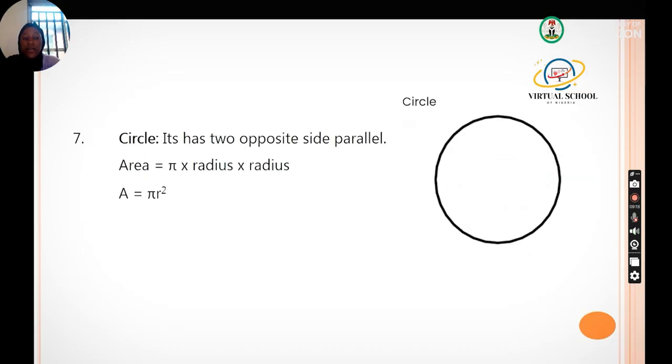Now, circle. Circle is another plane figure. You can get the area of your circle by multiplying pi times radius times radius. So this pi, you can represent it as 22/7 multiplied by r square. So radius times radius forms r square. So this r square simply means radius times radius. And this pi can be represented numerically as 22/7.